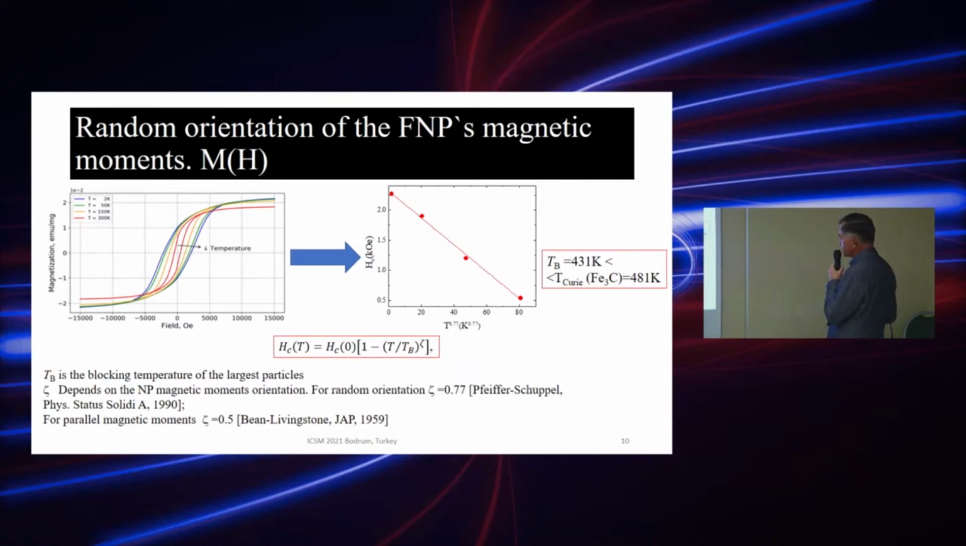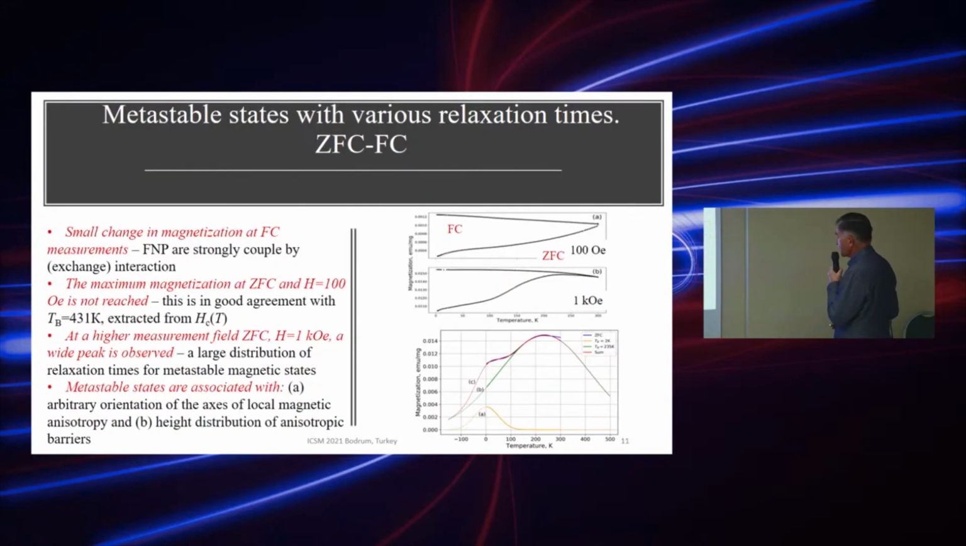By fitting Hc versus temperature with this equation, we found the exponent zeta, which in our case corresponds to 0.77, in perfect agreement with the random orientation model of the local magnetic moments according to work of Pfeiffer and Schuppel. I remind you that for parallel magnetic moments, as Ben Livingstone obtained many years ago, this exponent should be 0.5. 0.5 does not fit our data.